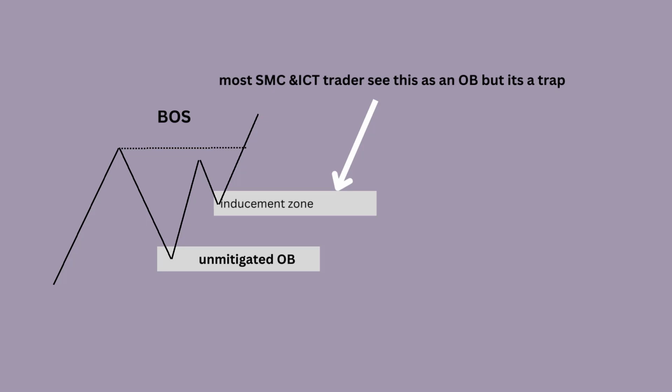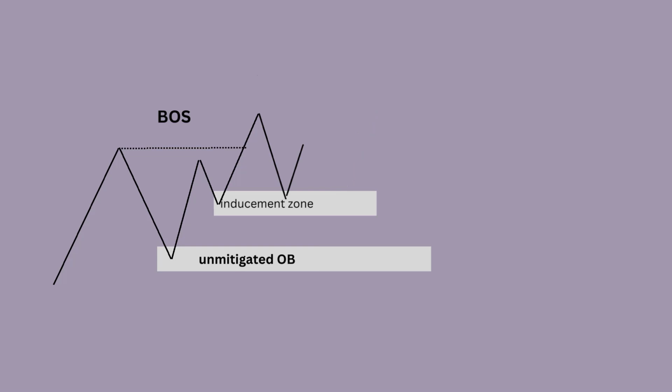See, the price reached the inducement zone and makes a tiny pullback to the upside. This pullback excites SMC and ICT traders, giving them hope that their analysis was right. Now watch. There is a lot of liquidity resting below this inducement zone. So according to my analysis, I wait for the price to first sweep this liquidity and reach the unmitigated order block, and then I take my trades.